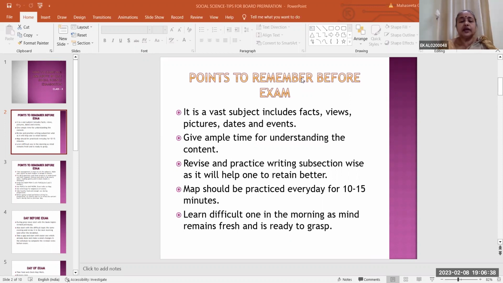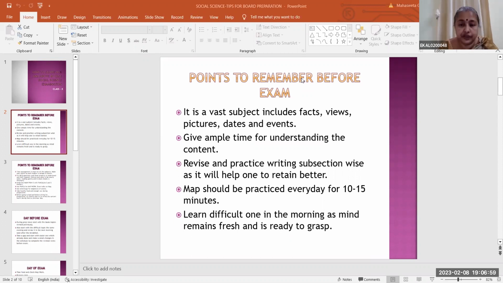Now, when you're talking about the days for practicing, you have to start studying in the morning. For difficult topics like history, unifications and others, please start learning from the morning itself, because in the morning your mind is fresh and you can grasp the subject quickly.